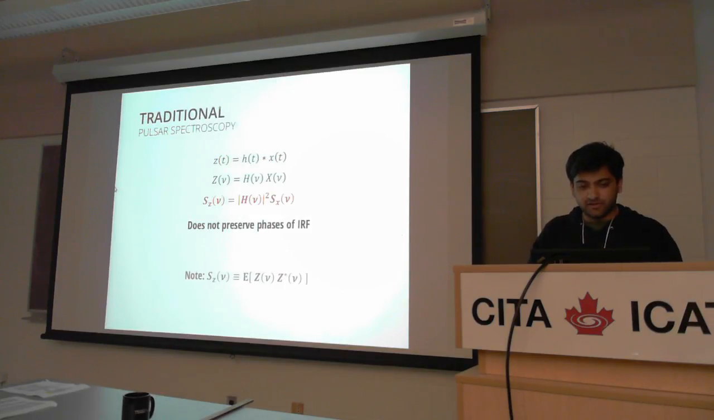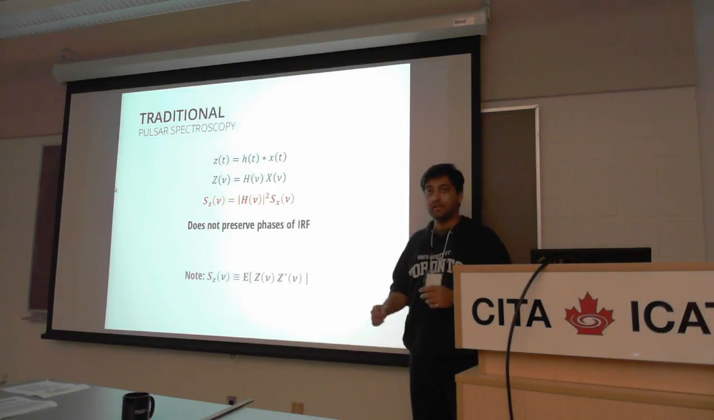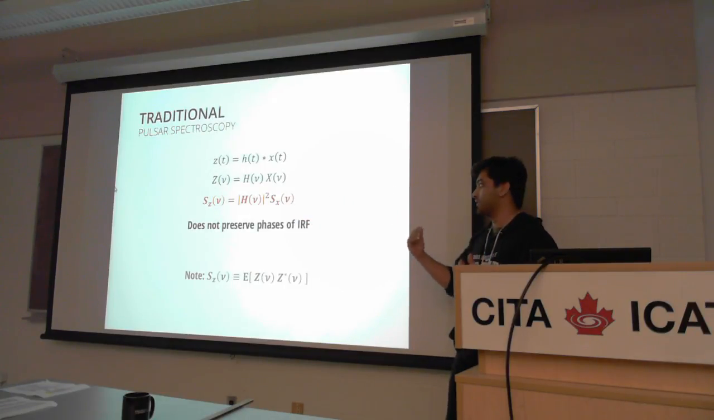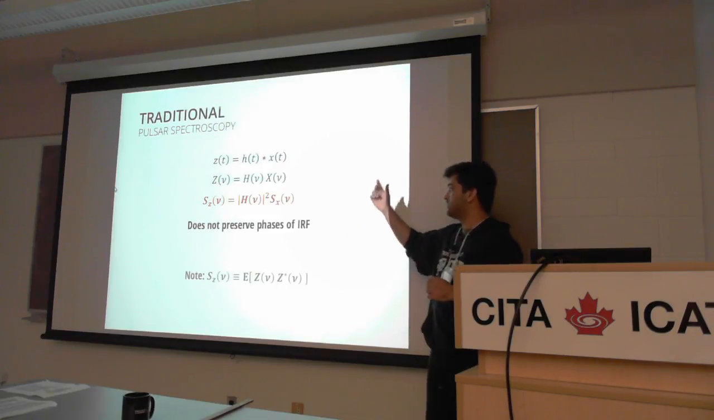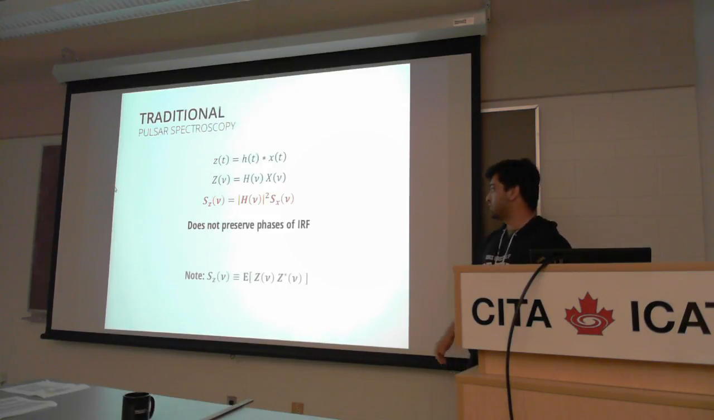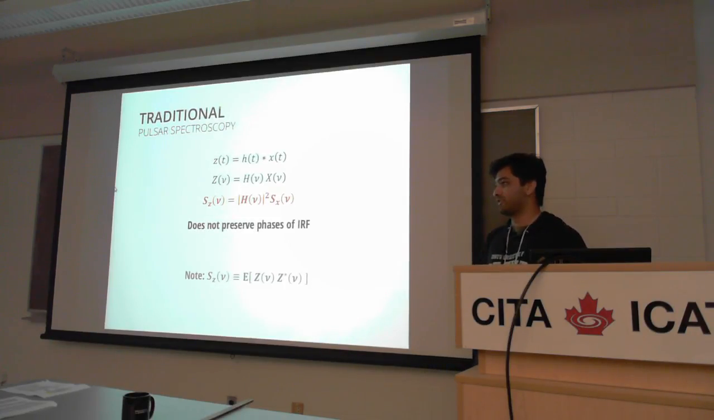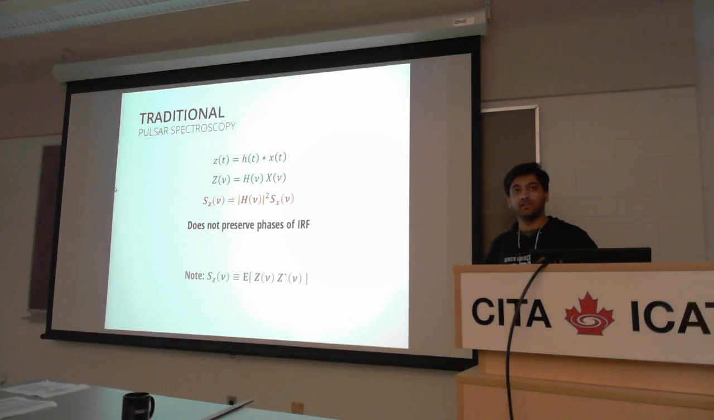All right, so in traditional pulsar spectroscopy, usually what people do is you have the original signal. The left-hand side is what we observe. The right-hand side is what we think is actually happening. But the observable is on that side of the equal sign. So you take the Fourier transform, and then you don't know what to do with it, so you basically take the power spectrum, which is defined there. You just have an expected value where you take the squared modulus of the observed Fourier transform. This does not preserve the phases of the impulse response function.